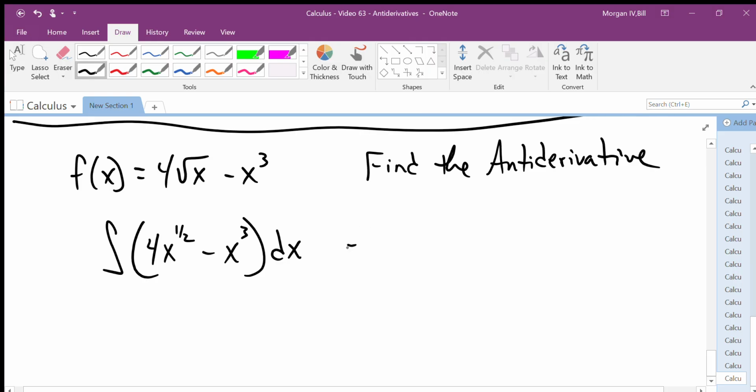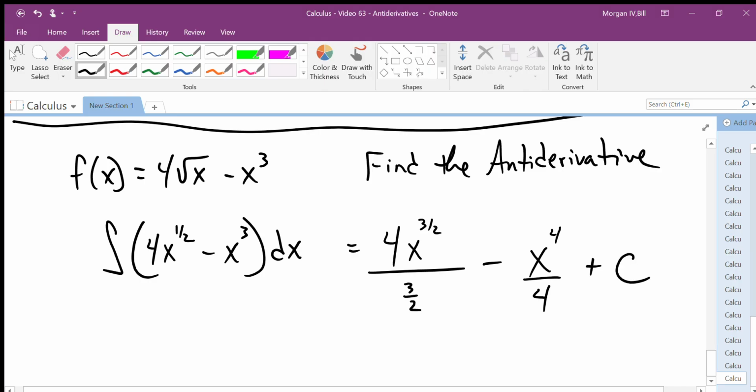All right, so what is that? Well, the 4x to the 1/2, we're going to add 1 to the exponent. So 1/2 plus 1 would be 3/2, and then we're going to divide by our new exponent of 3/2. Minus x to the third becomes x to the plus 1 here is 4th, and divide by our new exponent of 4. And then plus the constant of integration, because that original function could have had some constant there that when we took the derivative of it becomes 0, and we don't know what that constant would have been.